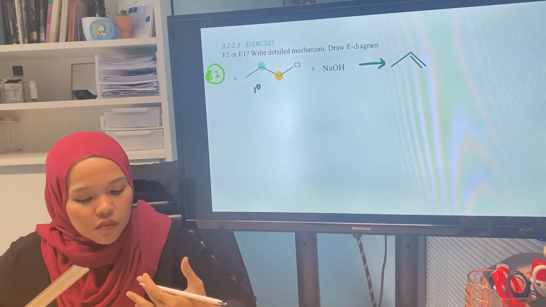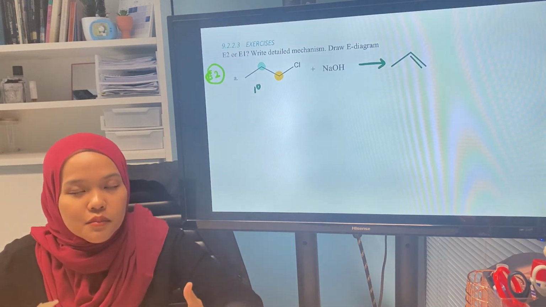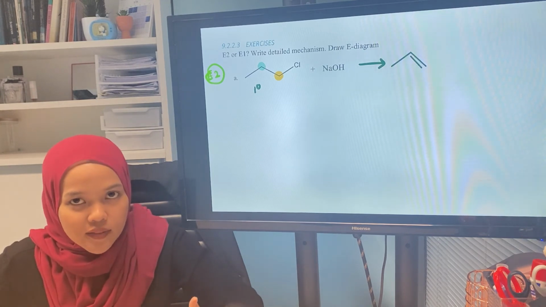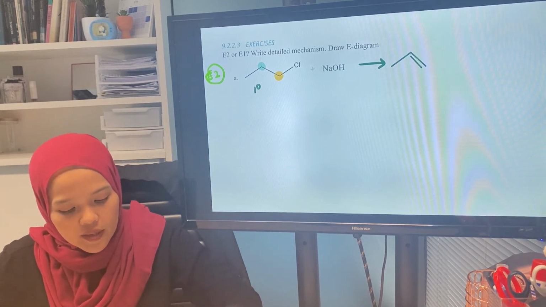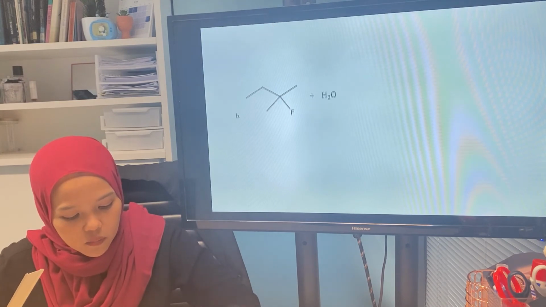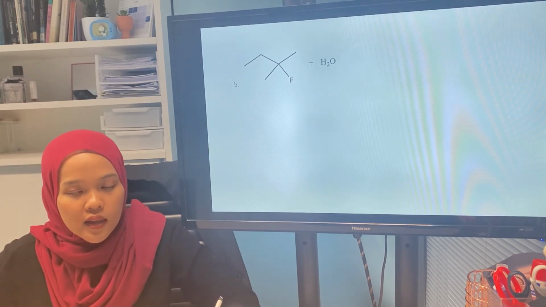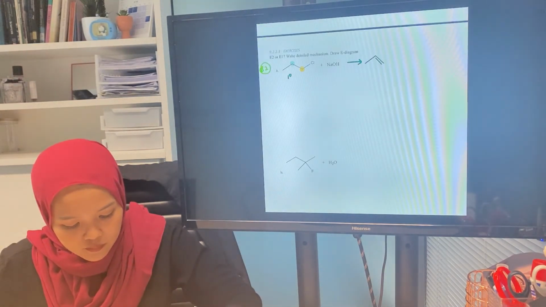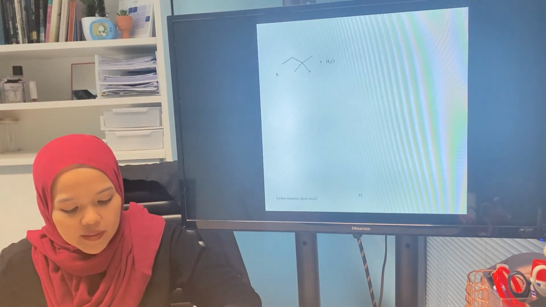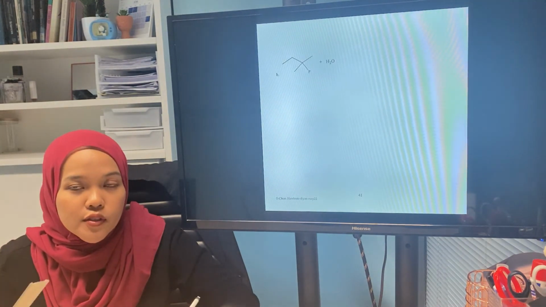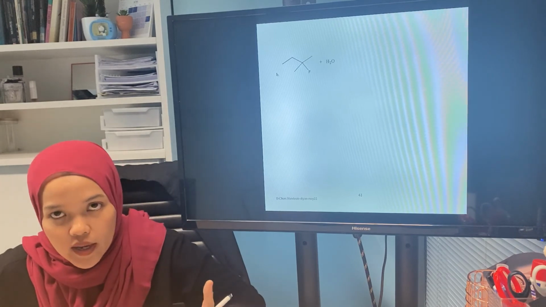So how do you want to draw the detailed mechanism? You try it on your own, right? Okay, try it first. So later I will share you the answer. What about this one? Okay, now this one, draw the detailed mechanism. I would like to see you draw for both major and minor.